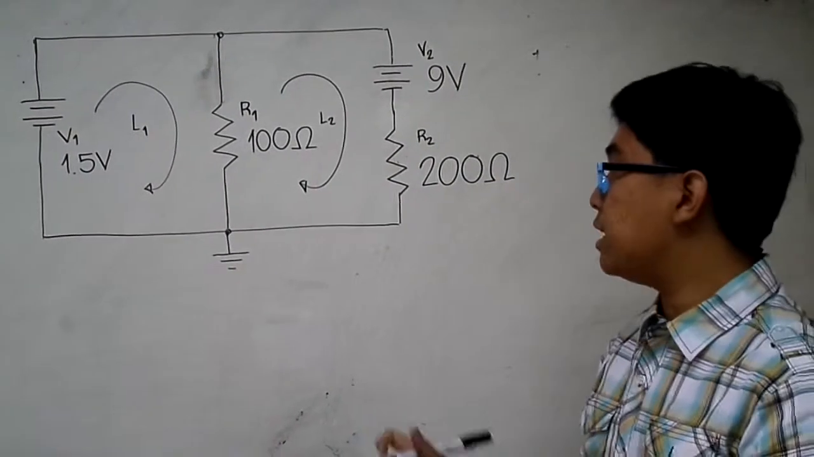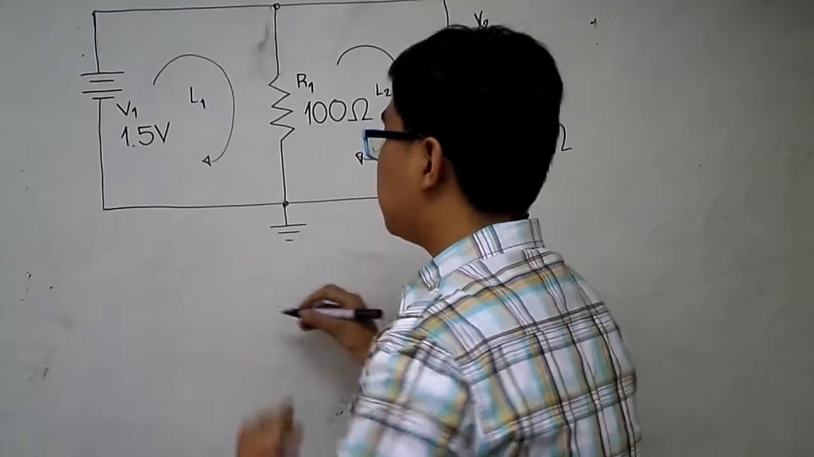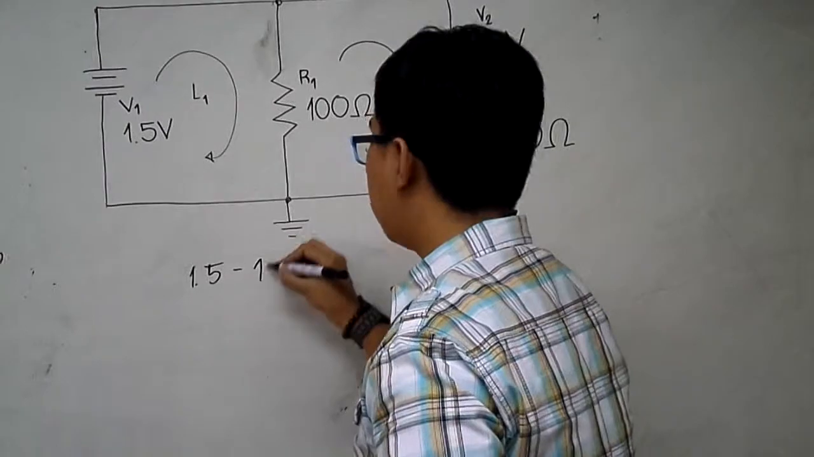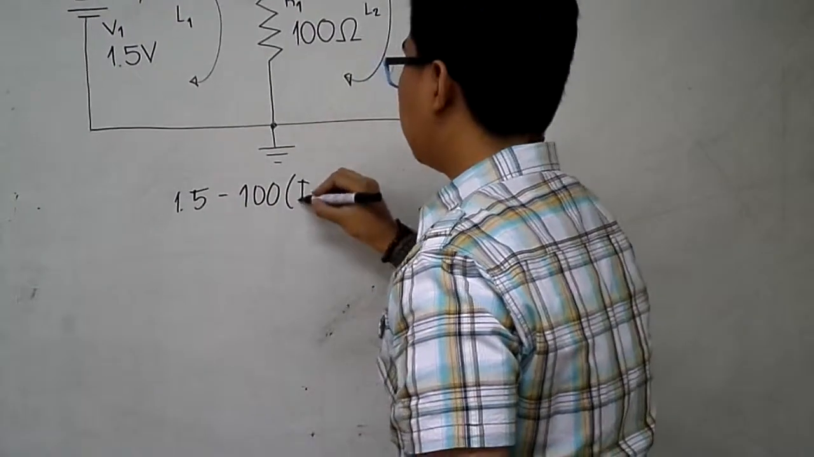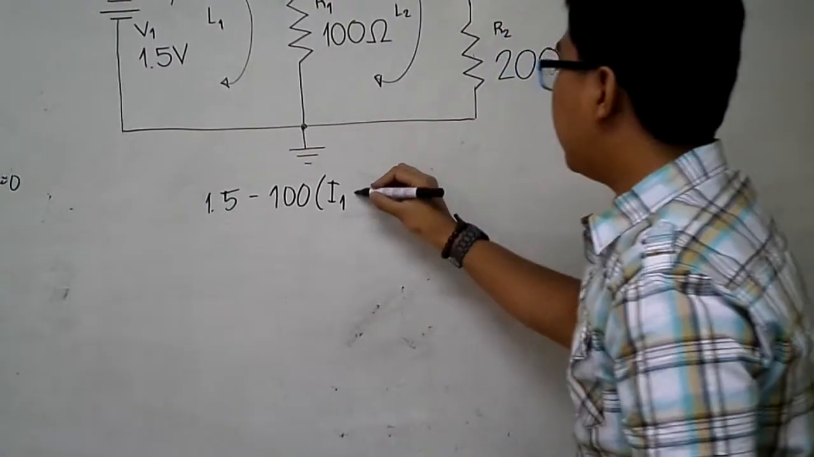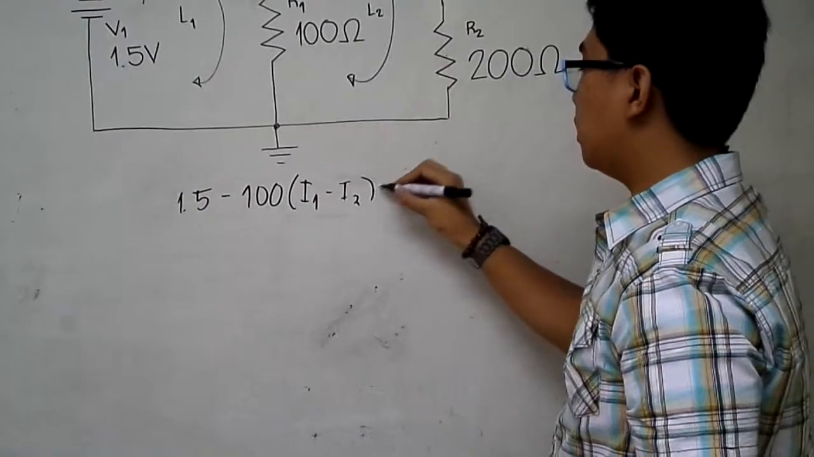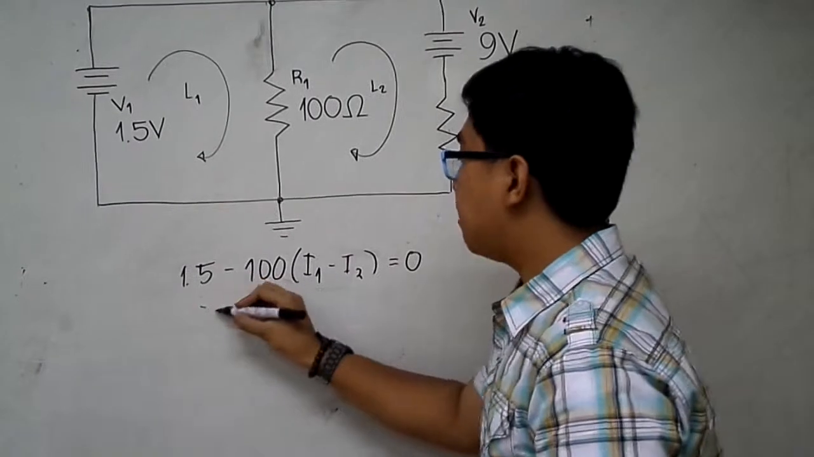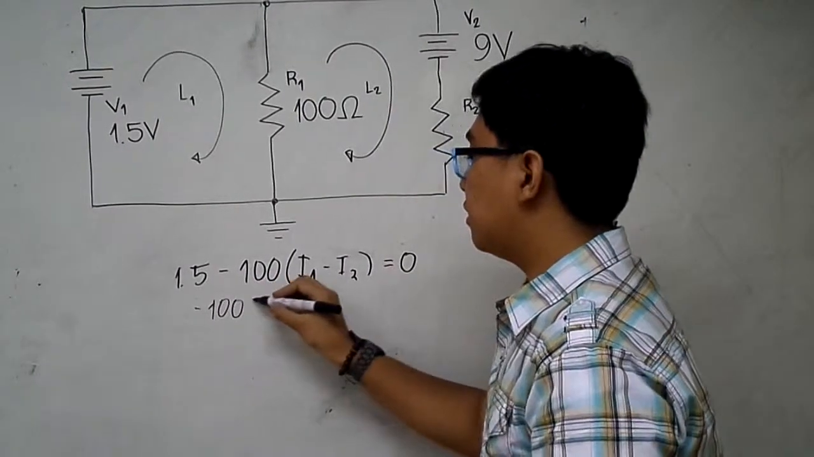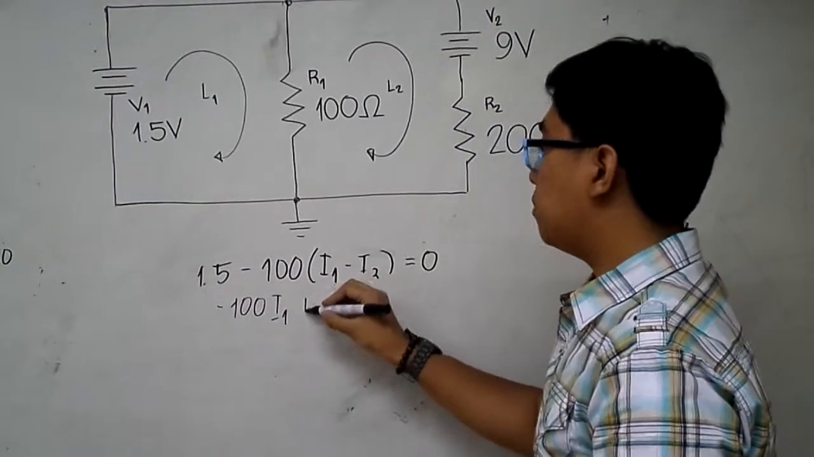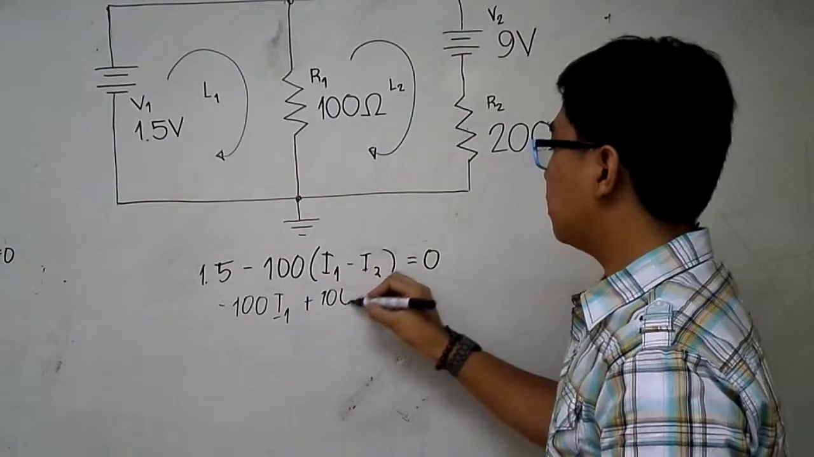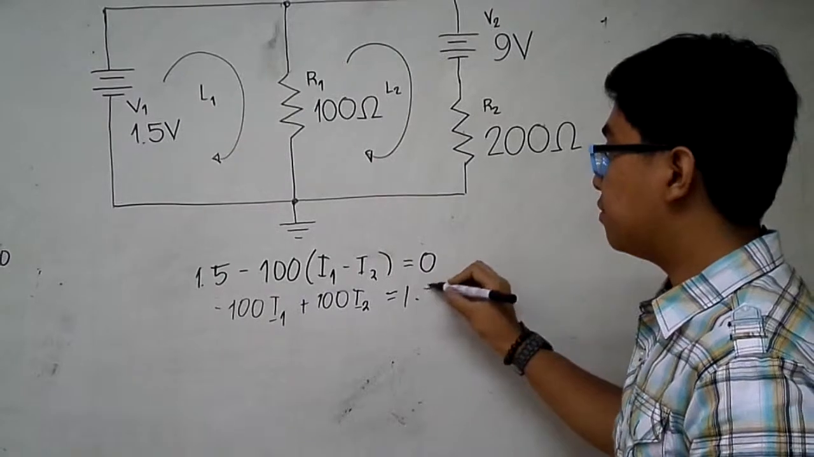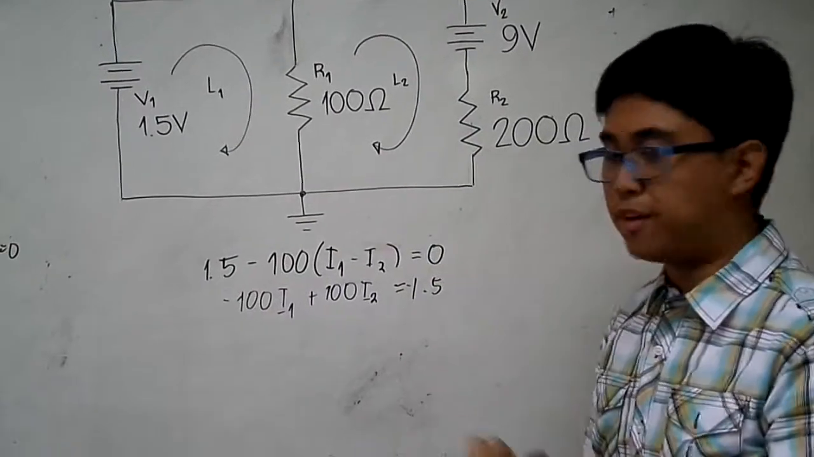So the equations will be, for the first loop, we will have 1.5 minus 100 times the current in loop 1 and the current in loop 2, and we will equate that to 0. Simplifying this equation, we will have negative 100 I1 plus 100 I2 is equal to negative 1.5.